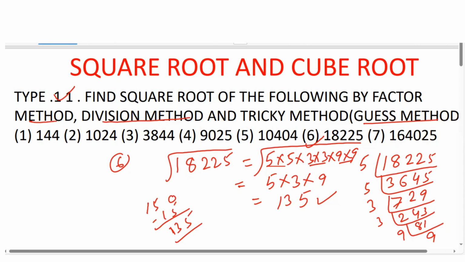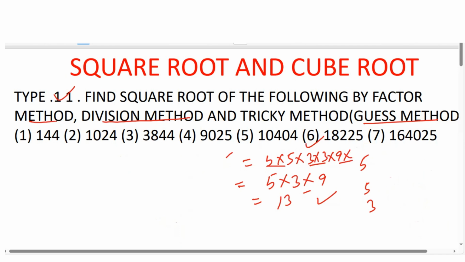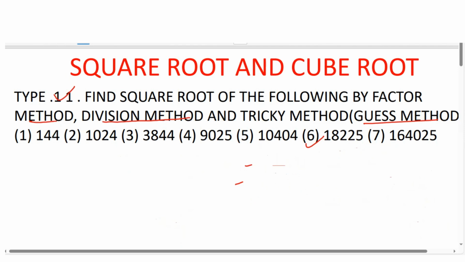So in this way we can find any number's square root by the factor method. Here I have written every number which is a perfect square. That means they have factors in pairs. But sometimes suppose the number does not have all factors in pairs, then what will we do? One more example I am writing here. Let us see. That means if every factor has no pair, then what will we do?